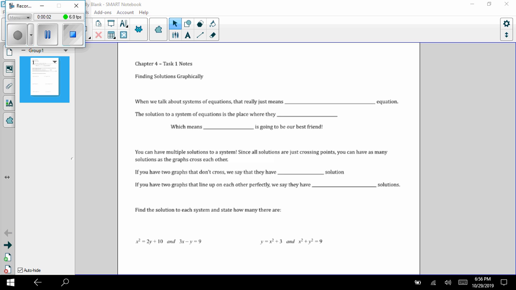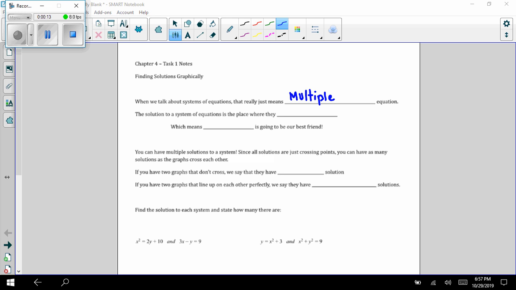Chapter 4, Task 1, Finding Solutions Graphically. When we talk about systems of equations, that really just means multiple equations, meaning more than one. The solution to a system of equations is the place where they cross.